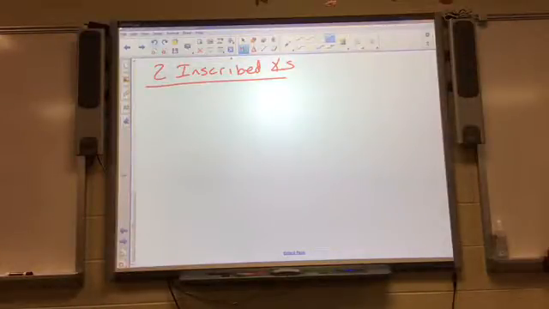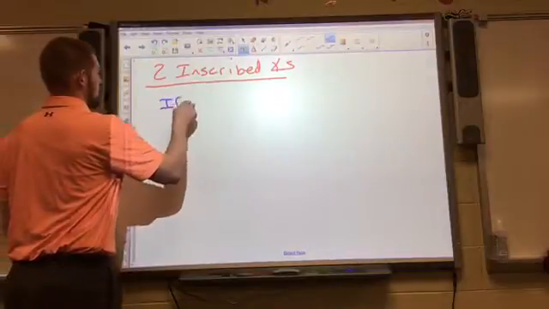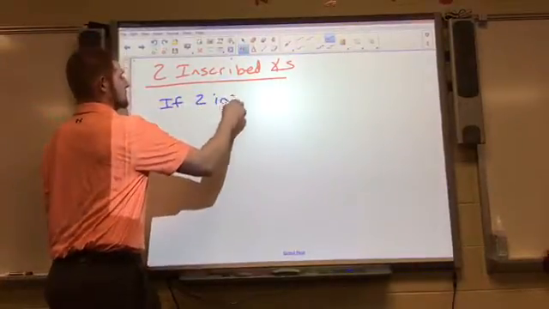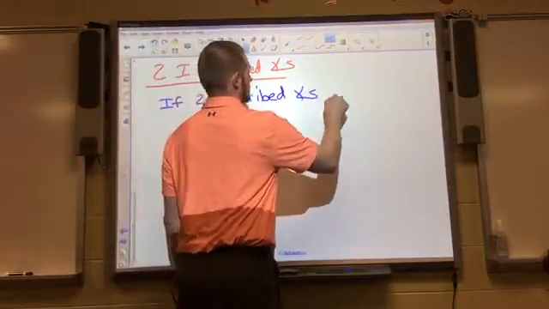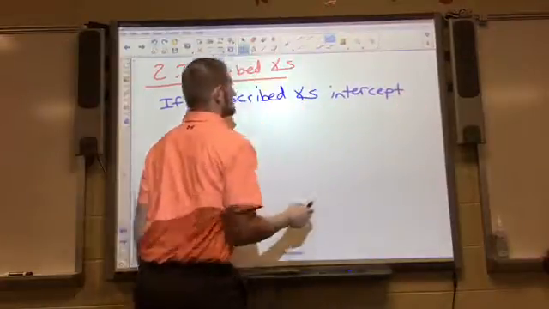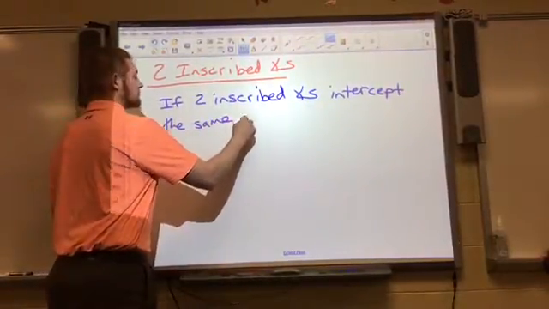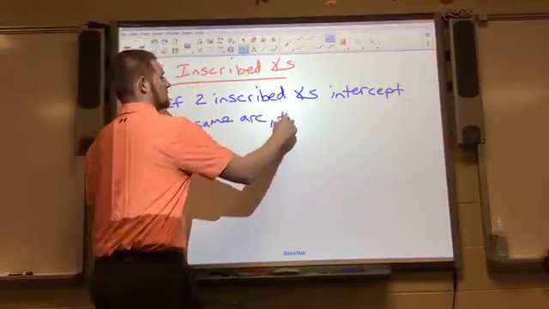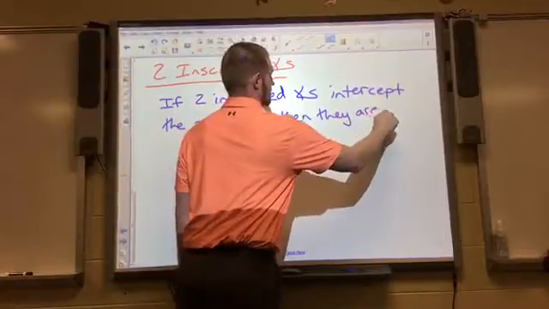Okay, so this theorem says that if two inscribed angles of a circle intercept the same arc, then the angles are congruent. Two inscribed angles intercept the same arc. Then they are congruent.